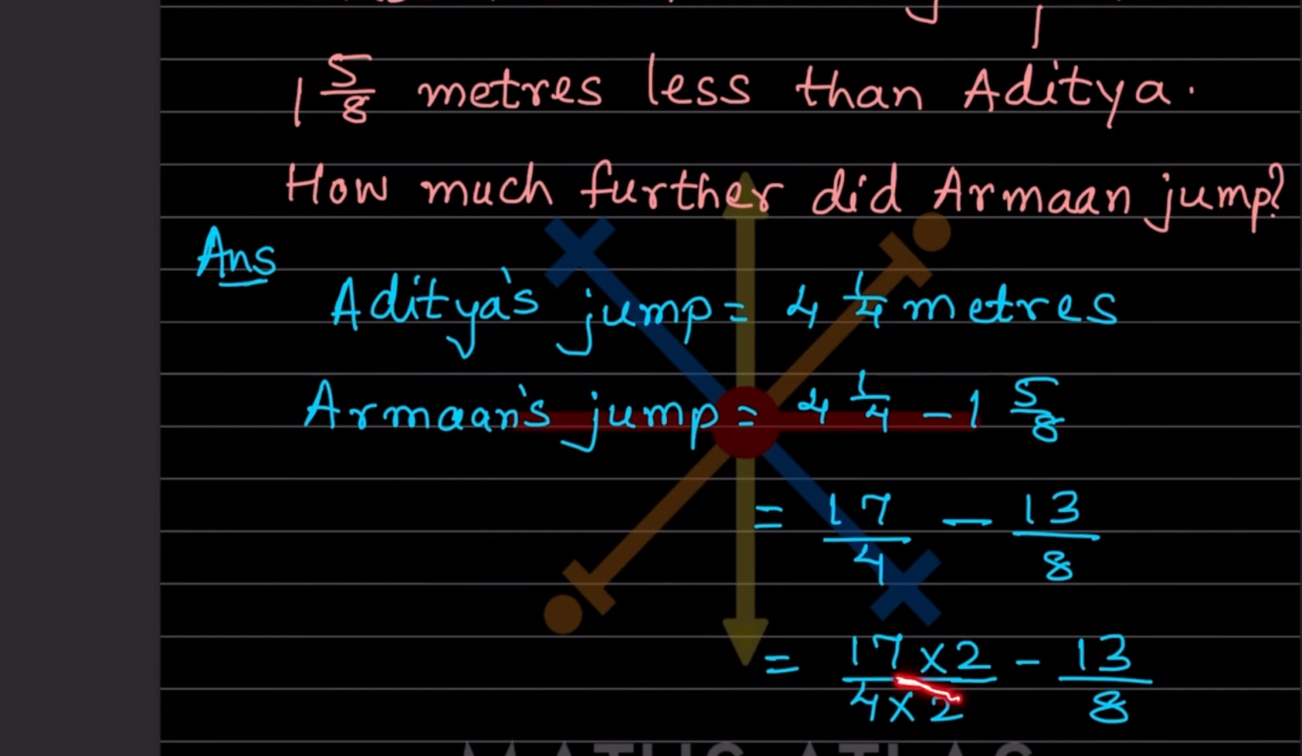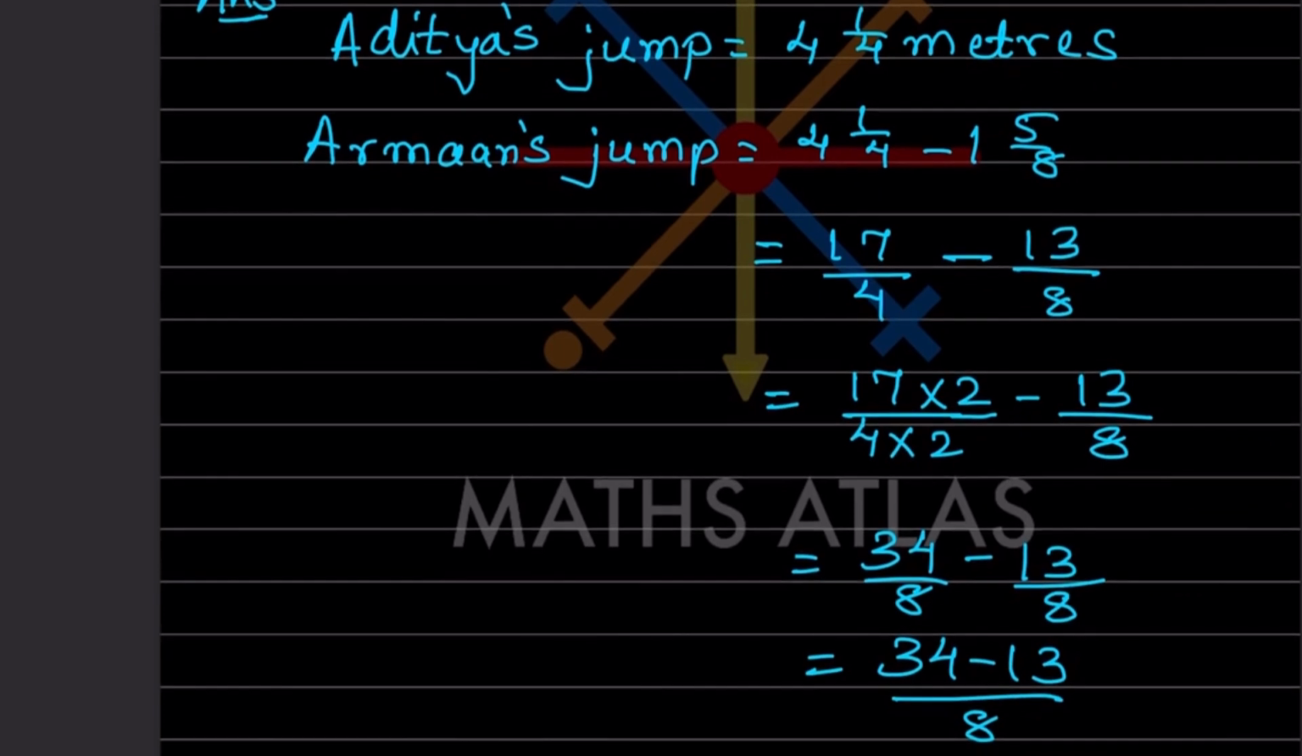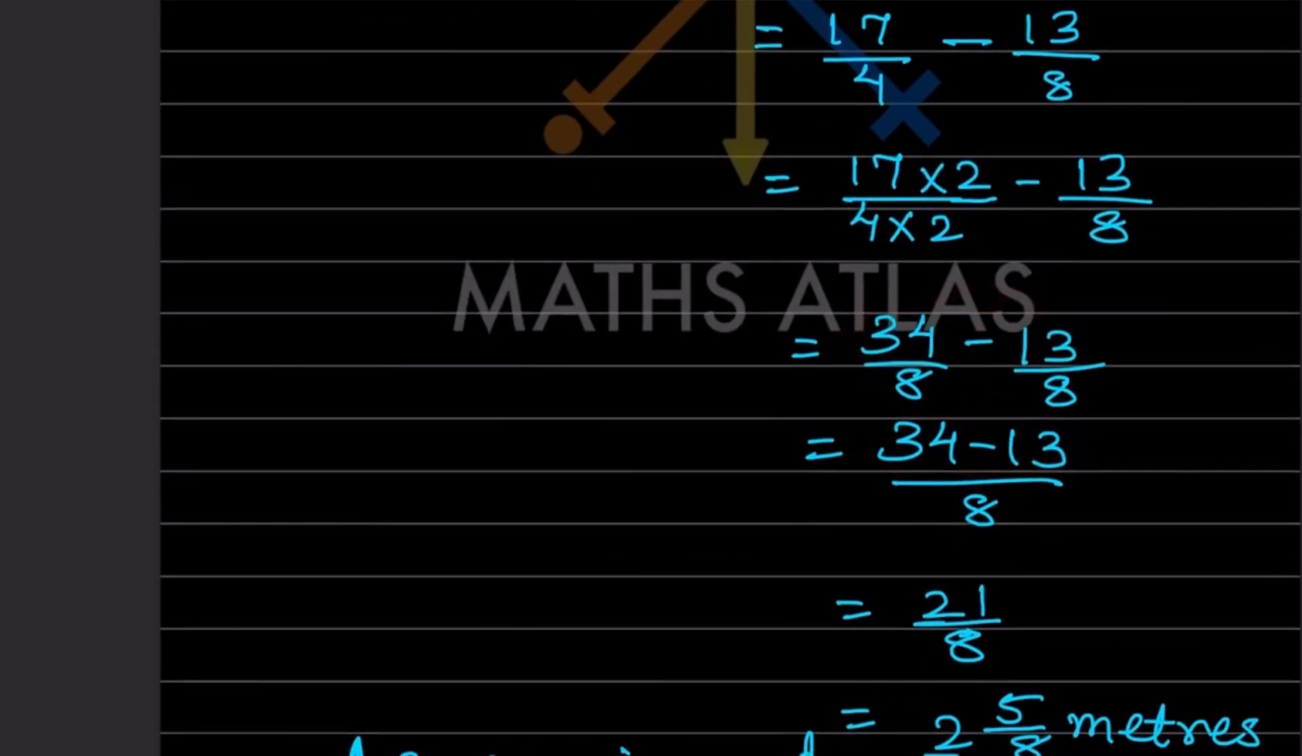So this is multiplied by 2 to make it 8, because here is 8. And whatever changes you do in the denominator, the same changes should be done in the numerator. That is 17 to 34. That is 34 by 8 minus 13 by 8. And this 8 is the same, so you are going to write it only once in the denominator and subtract the numerators. So the answer is 21 by 8.